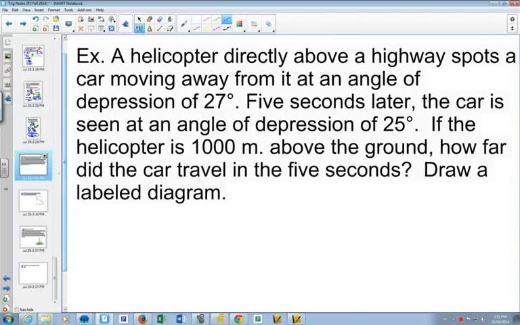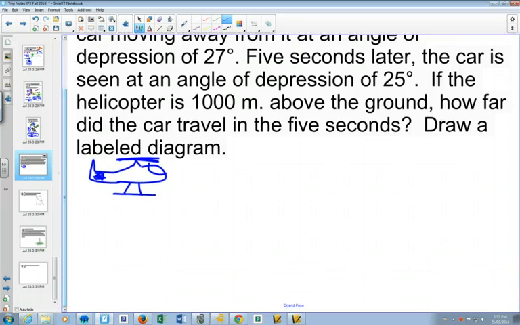We have a helicopter. Draw our helicopter here. Pretty. Oh, nice. That's a really nice helicopter. Really happy with that. So there's our helicopter. It is 1,000 meters above the ground. So we know that its height above the ground is 1,000 meters.